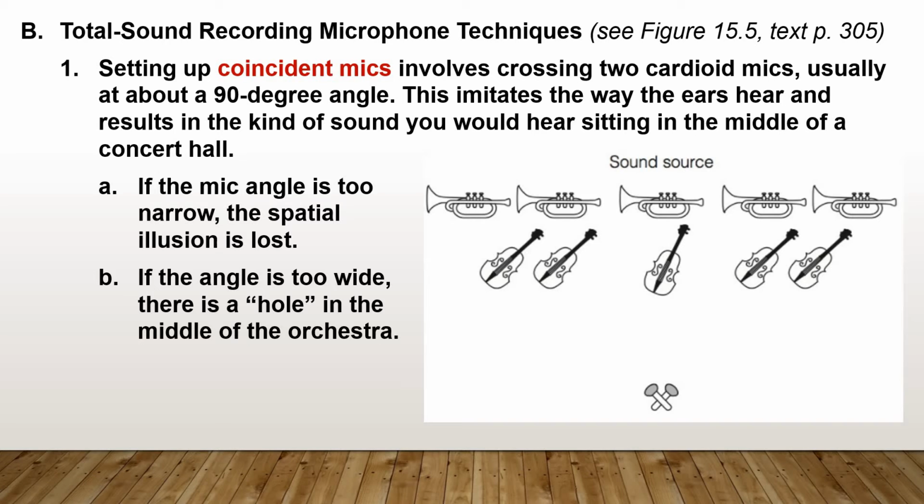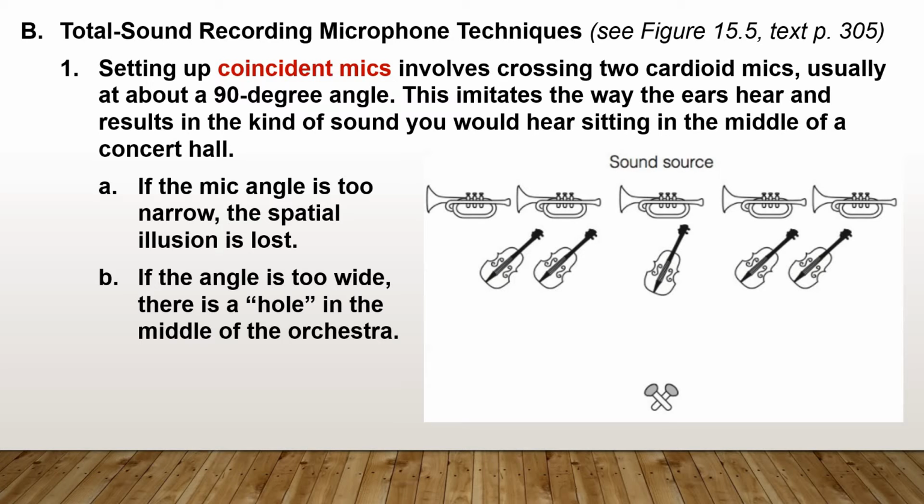Some of the techniques used in total sound recording, the pictures that you see on your notes are taken from the textbook, so you can get reference to those and take a look at them after the lecture. Setting up coincident microphones involve crossing two cardioid mics, usually at about a 90-degree angle, and this imitates the way the ears hear and results in the kind of sound that you would hear sitting in the middle of a concert hall.